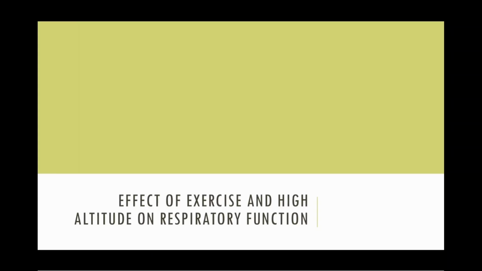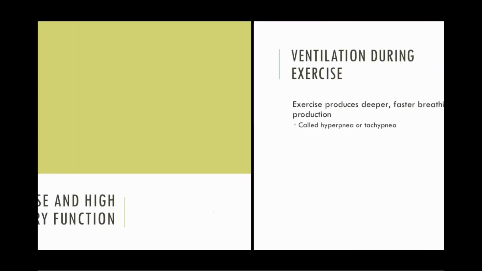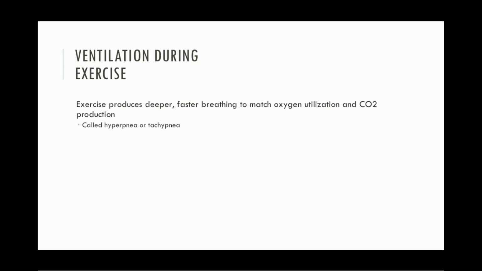Effects of exercise and high altitude on respiratory function. So where are my exercise physiology people? Now no one wants to raise their hand anymore because they know I'll call them. Exercise: deeper, faster breathing to match oxygen utilization and CO2 production. The supply has to meet the demand. You have a demand for oxygen because you're exercising. The supply has to match it. You've got to breathe more. You've got to have a faster heart rate to deliver all those trucks faster to the body because the demand has gone up now. Okay, so hyperpnea or tachypnea is a fast breathing rate.